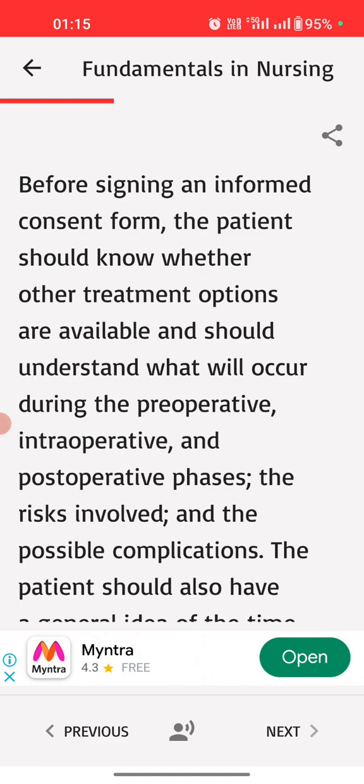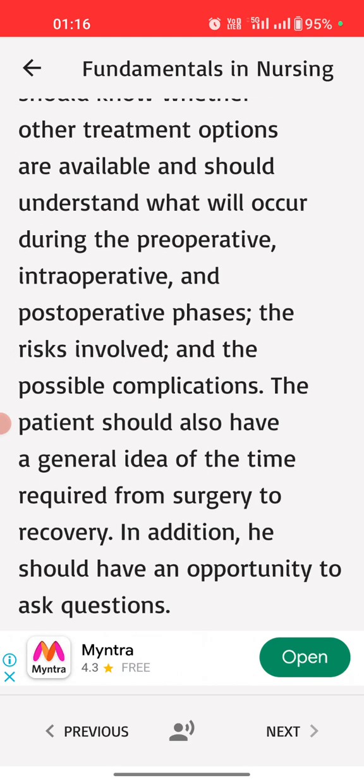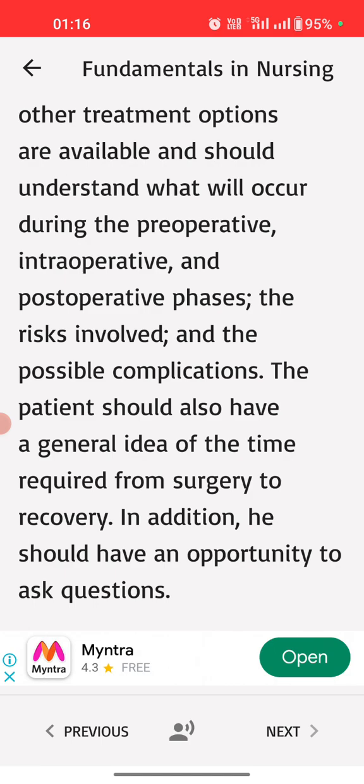A patient must sign a separate informed consent form for each procedure. Before signing an informed consent form, the patient should know whether other treatment options are available and should understand what will occur during the preoperative, intraoperative, and postoperative phases, the risks involved, and the possible complications. The patient should also have a general idea of the time required from surgery to recovery. In addition, he should have an opportunity to ask questions.